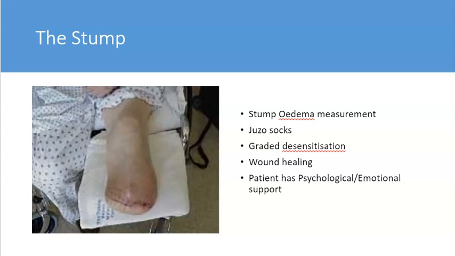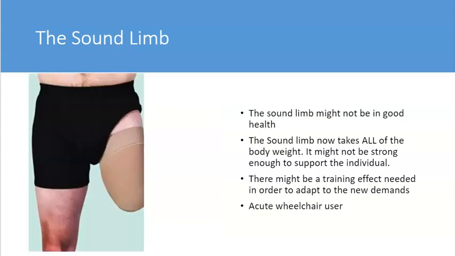There's something called a Juzo sock. This is to control the swelling that you put on the stump, and measuring the stump edema is going to be really important. As well as paying attention to the psychological and emotional needs of your patient, which are going to be paramount during this process.